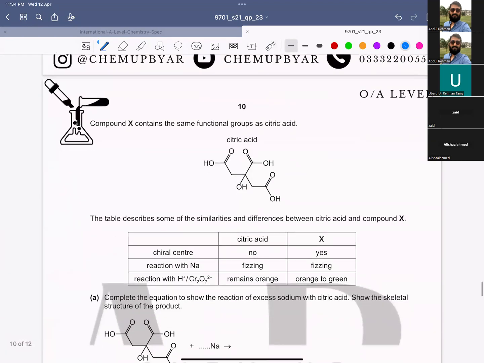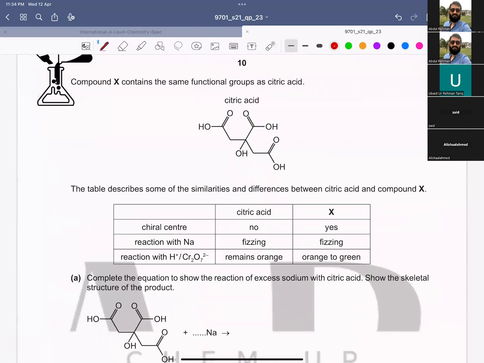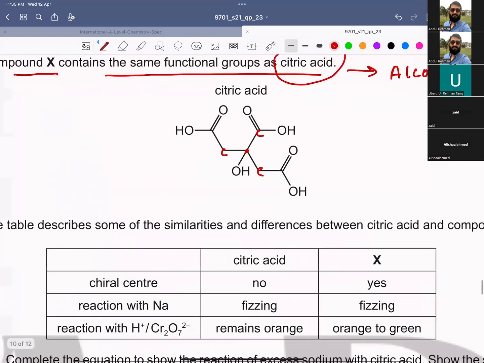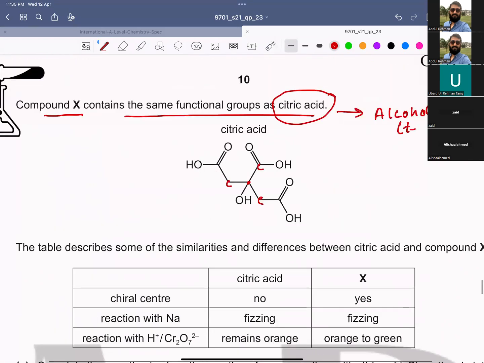Okay. Now, compound X contains the same functional group as citric acid. Okay. So if you look at citric acid, we have an alcohol. And if you look more closely at the alcohol, the carbon which is bonded to OH has a carbon over here, a carbon over here, and a carbon over here. So it is more specifically a tertiary alcohol. Besides this, the other functional group that citric acid contains is a carboxylic acid, right?